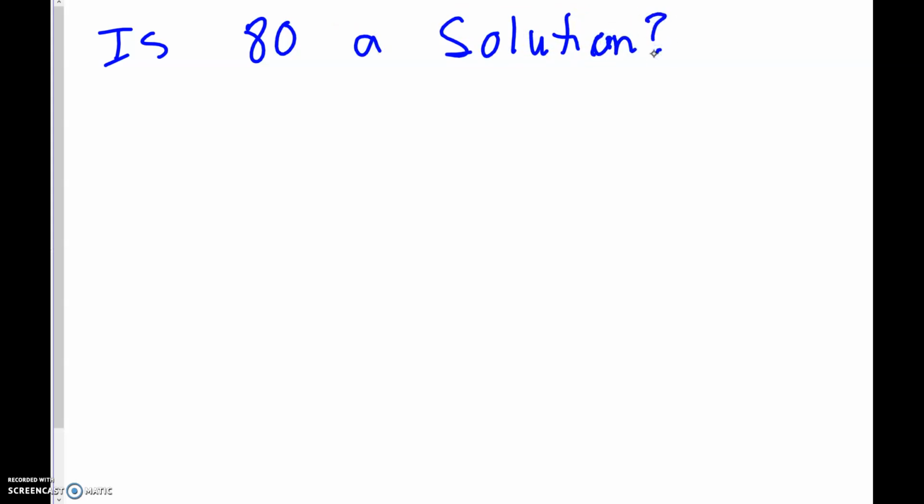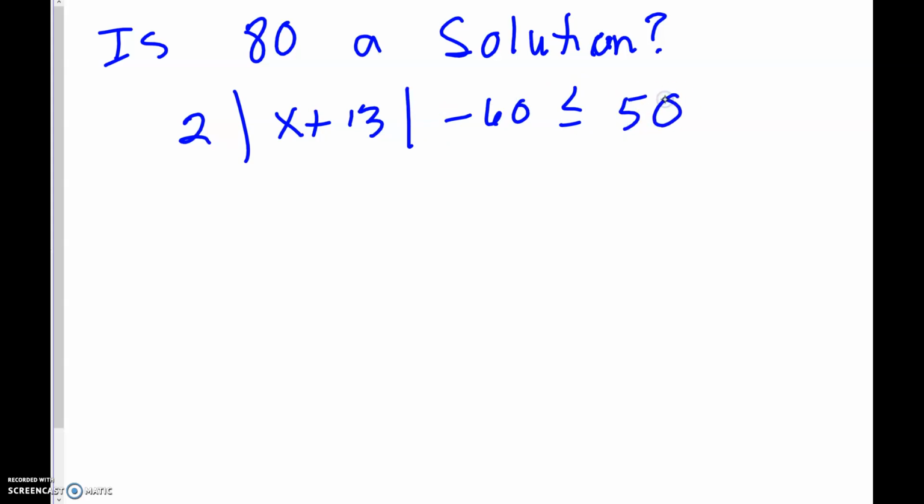And so the problem that I have is 2 times the absolute value of x plus 13 minus 60 is less than or equal to 50. So is 80 a solution? There's two ways you can do it. You can take that 80, plug it in, and do the math, or you can get yourself a graph, whichever way is easiest for you. So I'm going to first solve it, and I have to move this 60. So I have 2 absolute value x plus 13 less than or equal to 110.